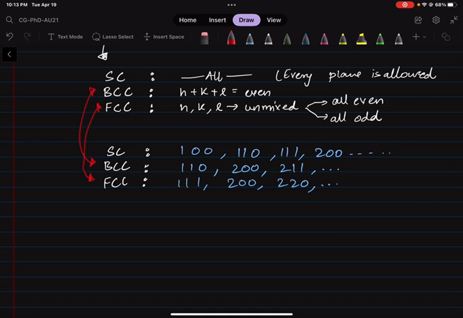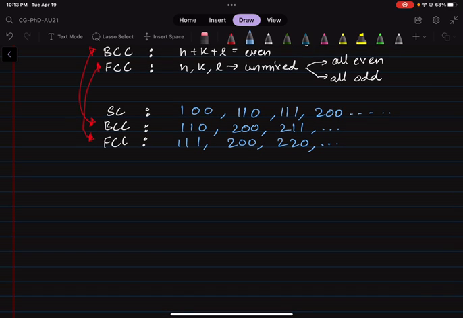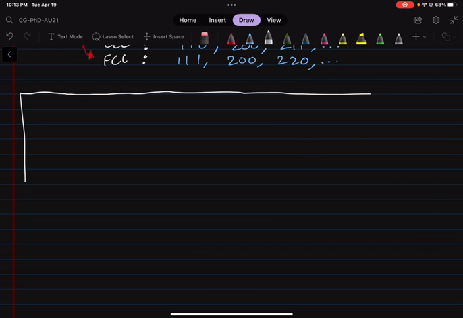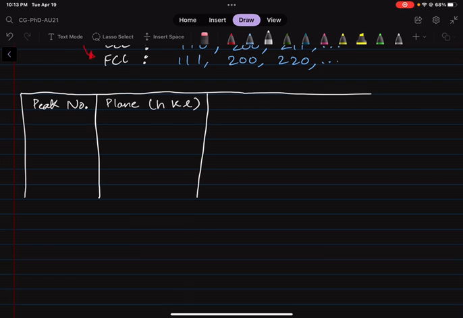So once we know these peaks, what you've got to do is create a table. I'll recommend practicing this table by yourself so that you can work it out in the exam as well. I will write the first column as peak number. The next column will be my plane or HKL value, right? After that, what you can write is the D spacing.